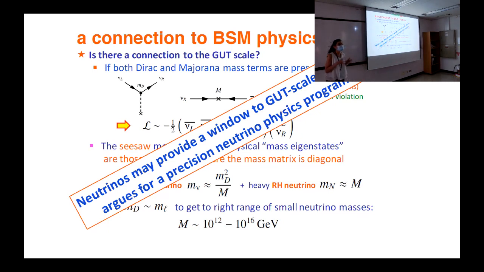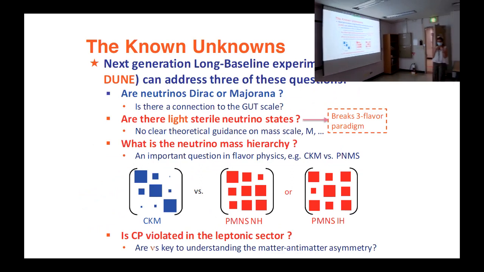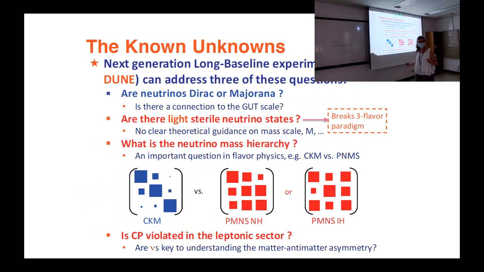So what are the main questions in neutrino physics we want to answer in the next years? There are four questions. Out of the four, three will be addressed by the long baseline program. The one and the most important question won't be addressed by the long baseline program. At least for me, the most important question is whether neutrinos are Dirac or Majorana particles. This won't be answered by oscillation experiments.